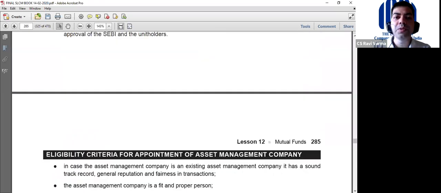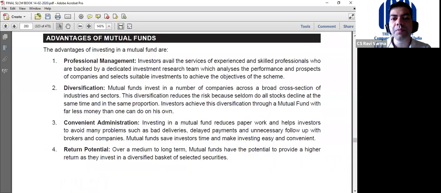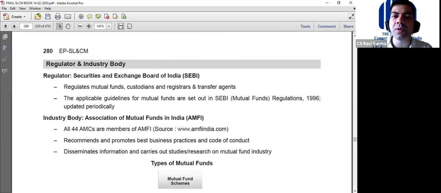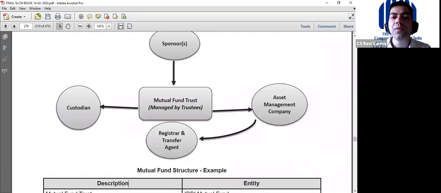Now, what is the role of mutual fund? How is the mutual fund working? Sir, what is the difference between mutual fund and CIS? The difference between mutual fund and CIS I have already mentioned, so I will not go into that. I will just show you how the picture of mutual fund is working.